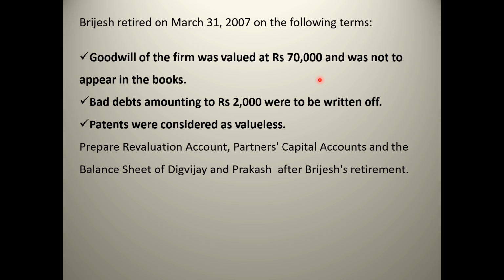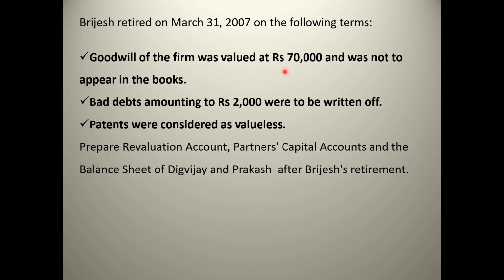Now how will the benefit be given? The remaining partners will give the benefit. Therefore the entry: Digvijay's capital account debit, Prakash's capital account debit, to Brijesh's capital account, and you have to calculate it in the gaining ratio. The ratio is 2:2:1, so the 2 of the retiring partner is cancelled and the gaining ratio comes to 2:1. So Digvijay's share is 28,000 into 2/3, which is 18,667, and Prakash's share is 28,000 into 1/3, which is 9,333. Some fractional amount is coming, so we can calculate that.